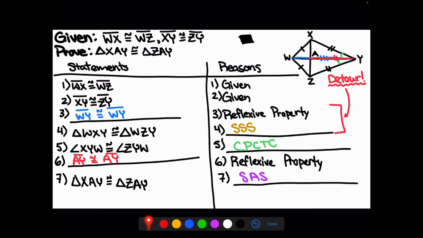From there, I should be able to say that these 2 angles are congruent, angle XYW and angle ZYW, because if the triangles are congruent, then the corresponding parts of those congruent triangles are congruent. From there, since I'm focusing on the smaller triangles now, these 2, I can say that AY is congruent to itself. Again, I'm just taking the part that is on those triangles. AY is congruent to itself by the reflexive property, which will then allow me to say that triangle XAY is congruent to triangle ZAY by side, angle, side. And that proof is now complete.